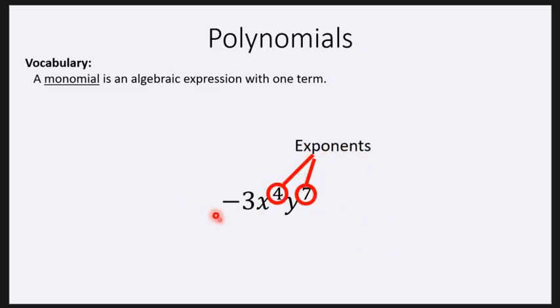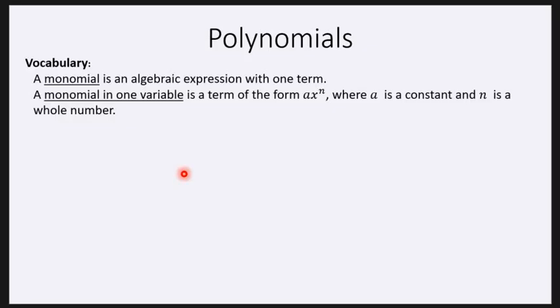So this is a monomial. It just happens to have two variables. For the most part, we'll be studying monomials in one variable. A monomial in one variable is a term of the form ax to the n, where a is a constant and n is a whole number. So a is that numerical factor called the coefficient, x is the variable, and n is the exponent.